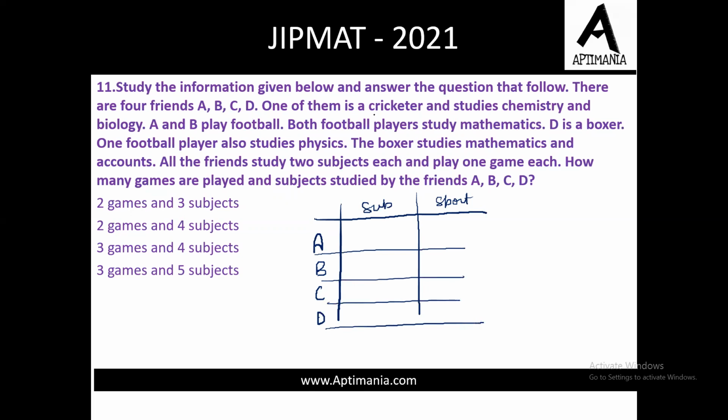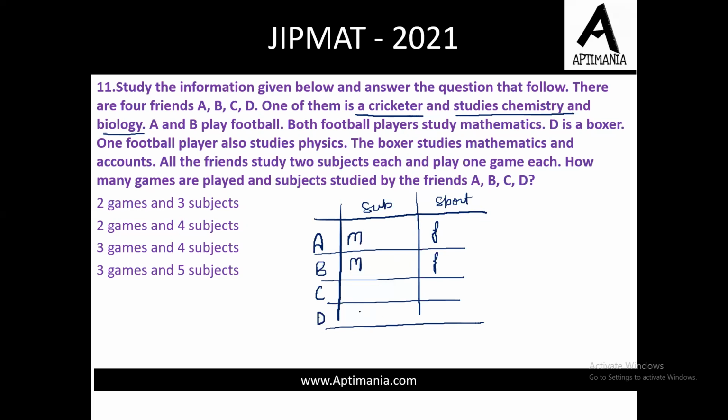अच्छा, one of them is cricketer. कौन है क्रिकेटर ये नहीं दिया गया, but one of them is a cricketer and studies chemistry and bio. तो ये अभी तक हमें पता नहीं है, इसलिए इसको मैंने अंडरलाइन कर लिया है. We need to use this information later on. A and B play football. So we can say that कि football A और B का स्पोर्ट है. मैंने F लिख दिया, F for football. Both football players study mathematics. तो इन दोनों का सब्जेक्ट मैथमेटिक्स होगा.